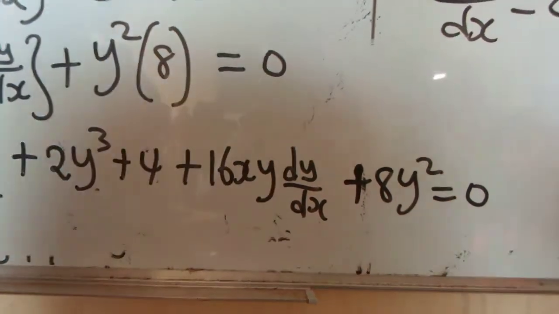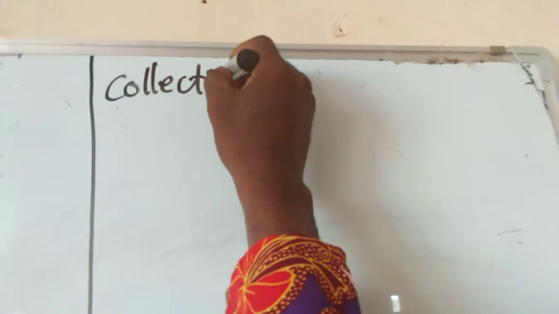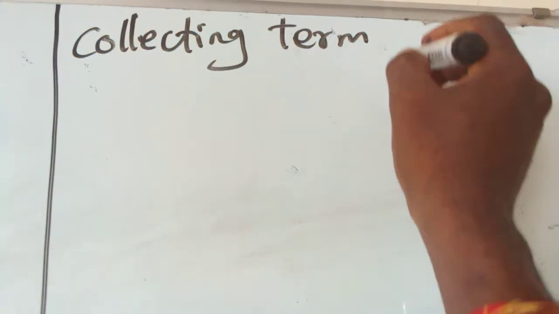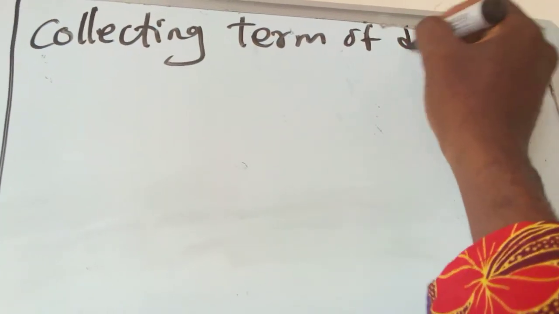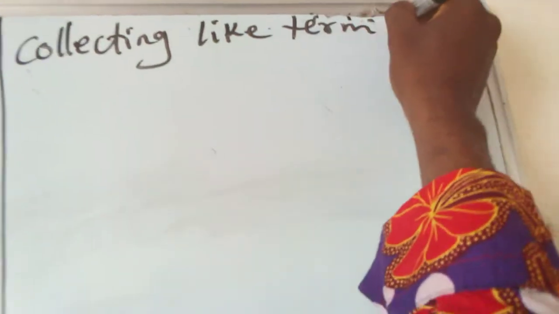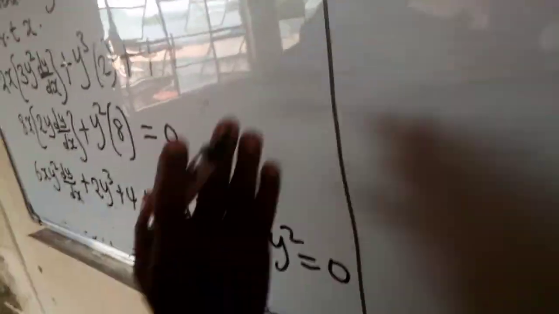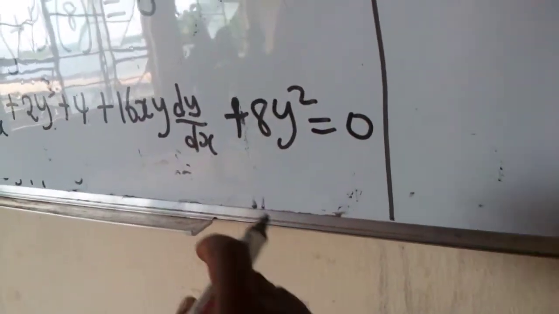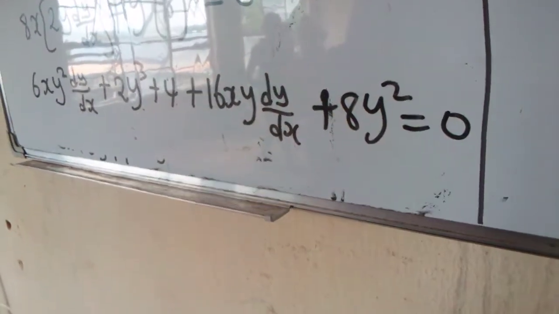So the next step will be to collect those terms that have dy over dx. So you say collecting terms of dy over dx. You can say collecting like terms if you like. So all the terms that have dy over dx will be on the left hand side, while all the terms without dy over dx will be on the right hand side.